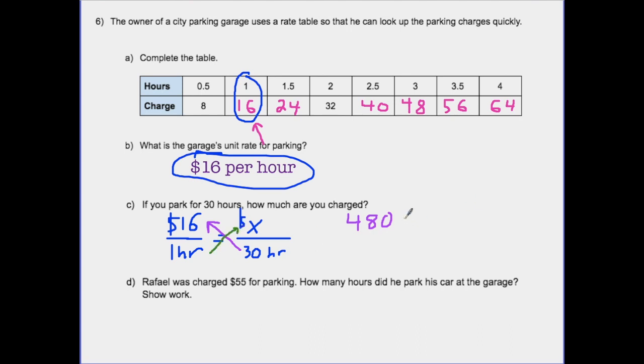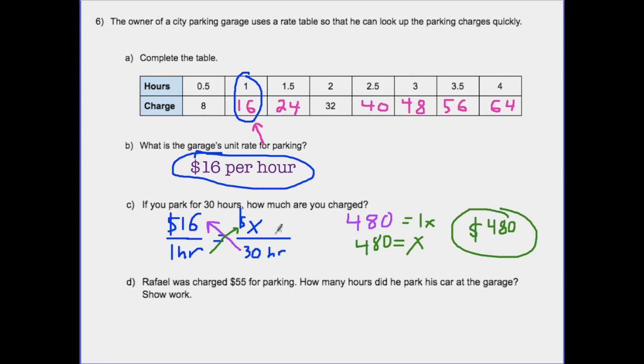And 1 times x is 1x. So 1x is just x. It looks like it's going to cost $480 to park for 30 hours, so do not park here for very long. That would not be a fun bill to try to pay.